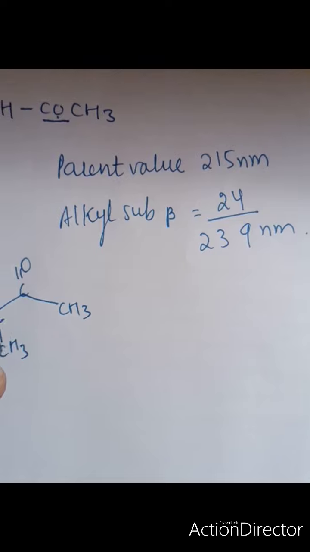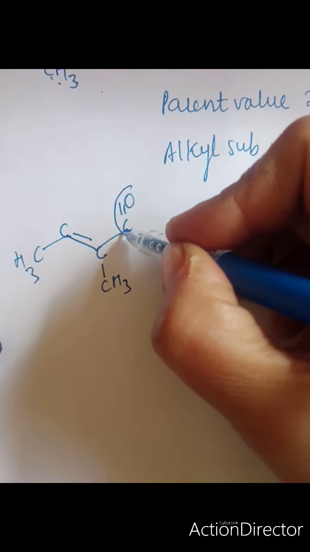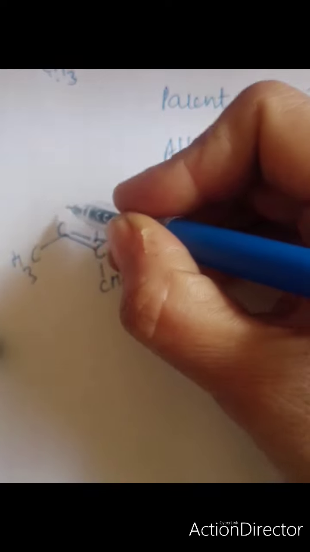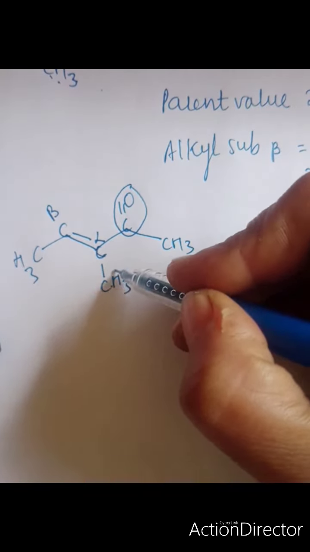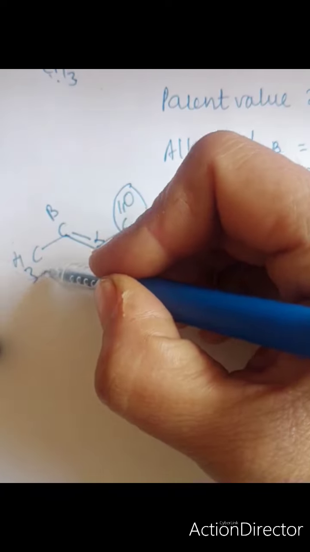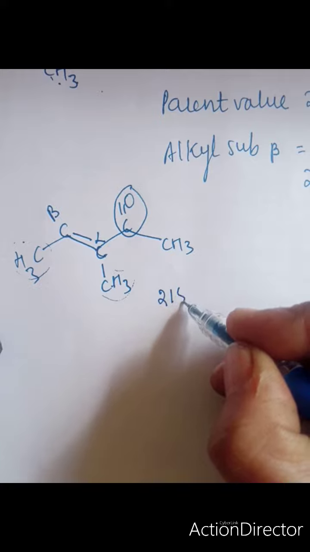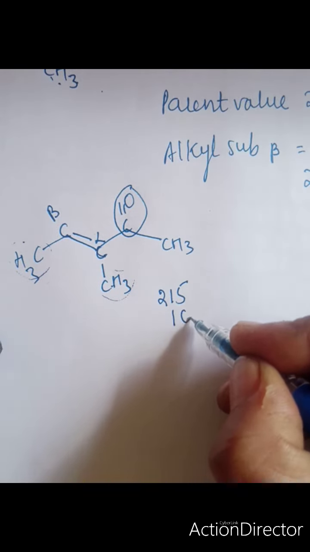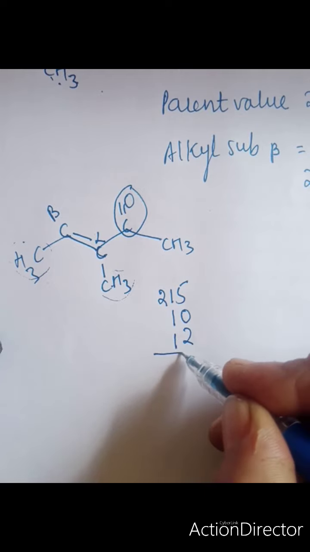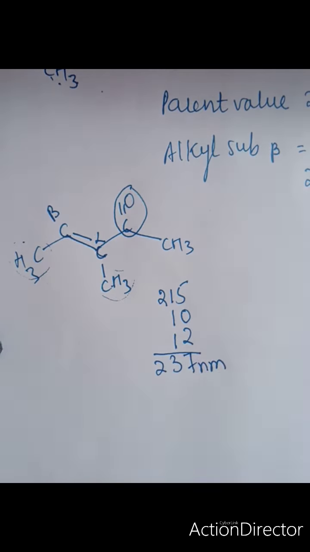Now see the next example. Here also you can see this is your functional group. So this is the alpha carbon, this is the beta carbon. One substituent is at alpha position, whereas the second substituent is at beta position. So the parent value I will be writing 215. At alpha position the value is 10, at beta position the value is 12. So in total you will be getting 237 nanometer.